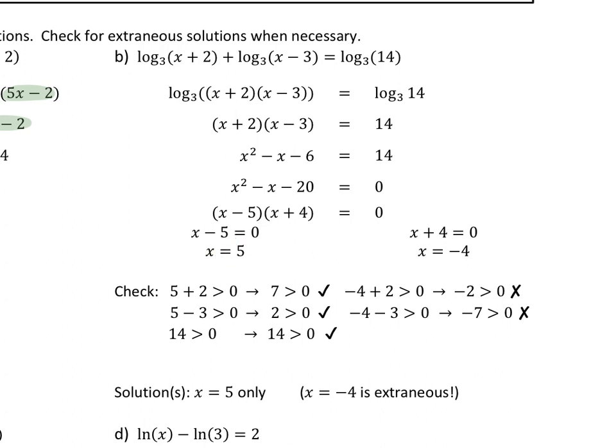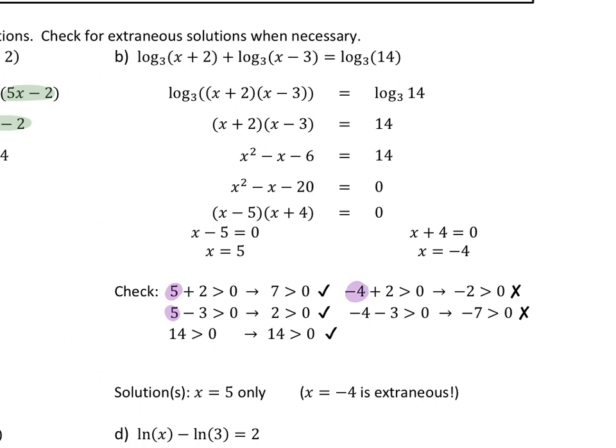Now, but we pause because this is a logarithm. I take both of these solutions and I plug it into all 3 arguments. For the first one, we have 5 plus 2, that's 7. 7's bigger than 0. We have 5 minus 3, that's 2. 2 is bigger than 0. And then like 14, I didn't have to plug anything in, but it's greater than 0. We're good.